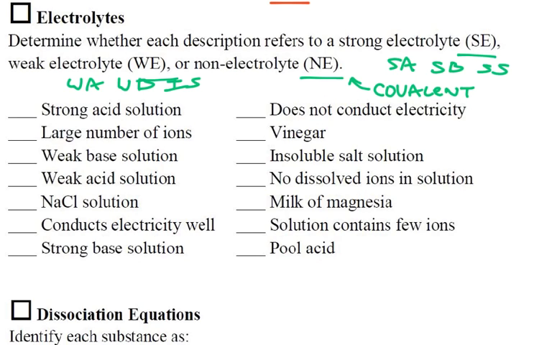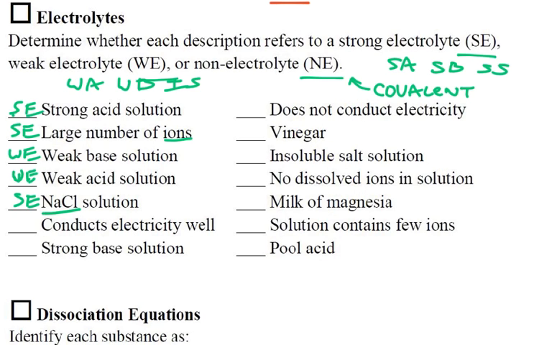Strong acid solution. Strong means a strong electrolyte. Large numbers of ions, that's the idea. That's why strong electrolytes are strong, because they have lots of ions to conduct electricity. A weak base will be a weak electrolyte. A weak acid will be a weak electrolyte. That's a W. NaCl solution, that is definitely soluble. We know that salt dissolves, so that's a strong electrolyte.